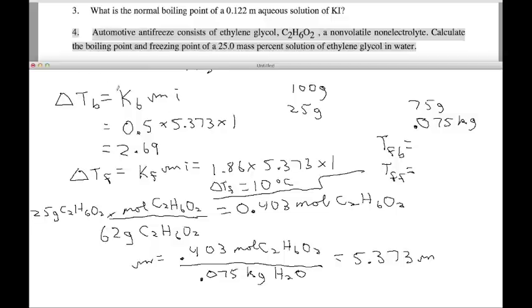So then what do you get for delta TB? Good. I round that off to 2.69. So what's T final be? 102.69. And the units are? Degrees Celsius. Good. And now what do you get for delta T final? 9.99, so that's 10. So the new one will be negative 10 degrees Celsius. The delta TF is 9.99. Okay. And 0 degrees minus 10 basically is negative 10 degrees Celsius.